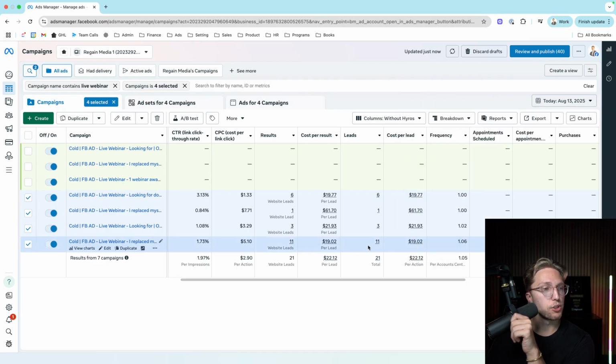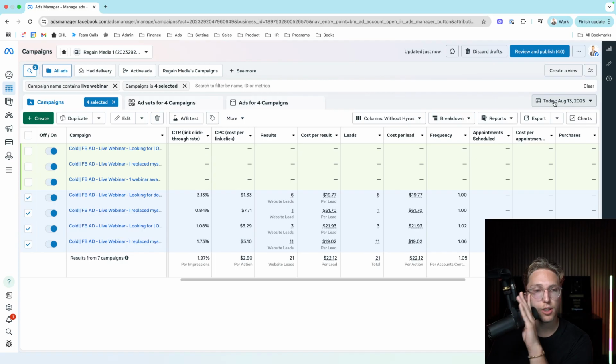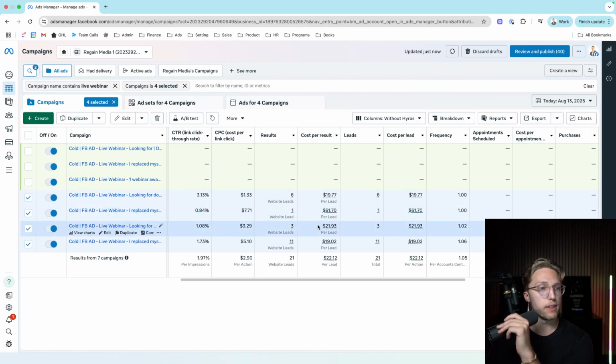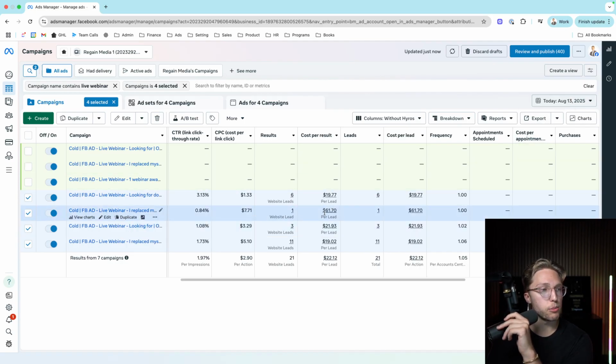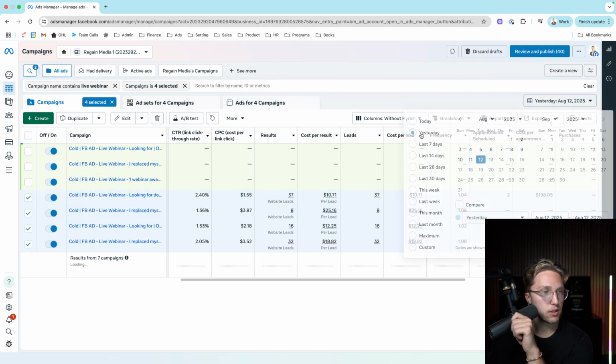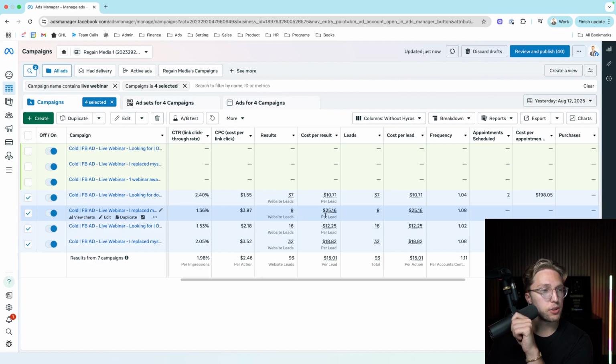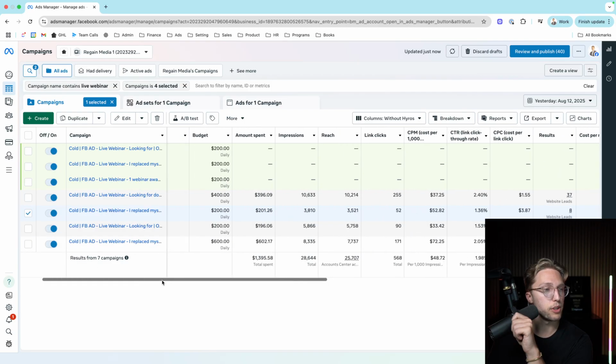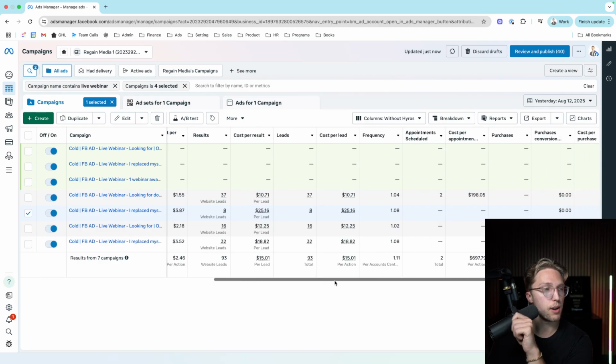Man. You can never look at today. I never look at today's data because it's never going to be accurate. So if I look at this, it seems really high, but I won't base my judgment on this. I do see that this one though is starting to really rise up. Yesterday, $25. That really sucks. And we spent $200 on that one.